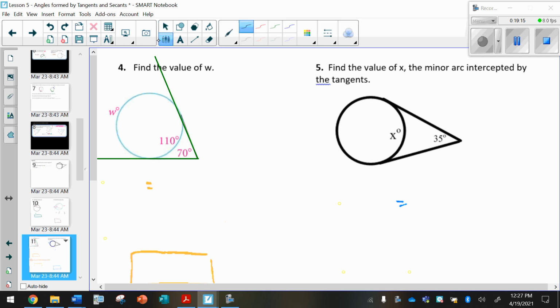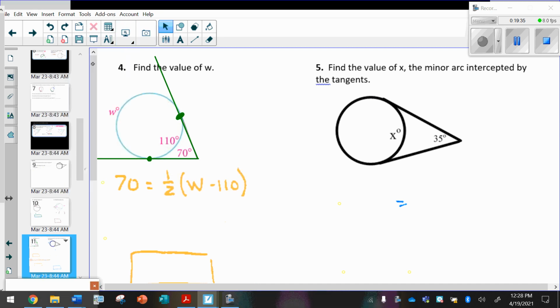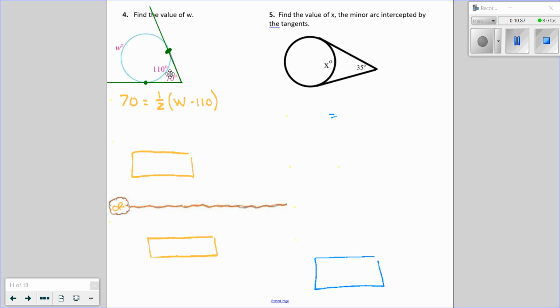There's two different ways we can do this one. We could do it the easy way. If I know that all of the arcs around a circle have to add up to 360 degrees, and part of it's 110, we can just do 110 subtracted from 360. Or the fun way is I know that the exterior angle is equal to half the difference of the two arcs. I could just solve for W that way. Or the fast way is just subtract from 360. Either way, we get the same value.